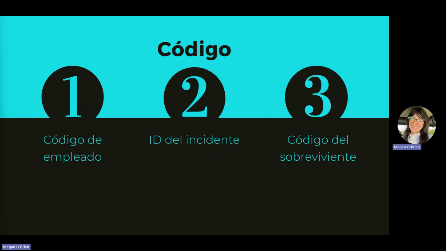So I mentioned the codes at the beginning, if you remember many minutes ago, that I wanted to go into a little bit deeper. That's the staff code, or you as a caseworker, your code, the incident ID code, and the survivor's code. These codes ensure confidentiality while also making sure you keep track of incidents and clients.